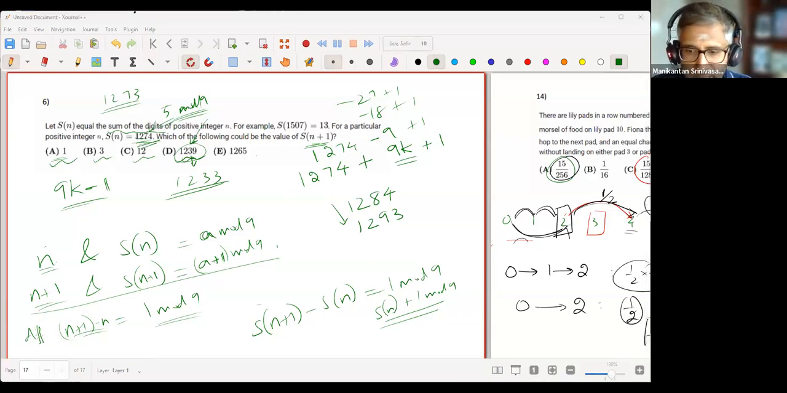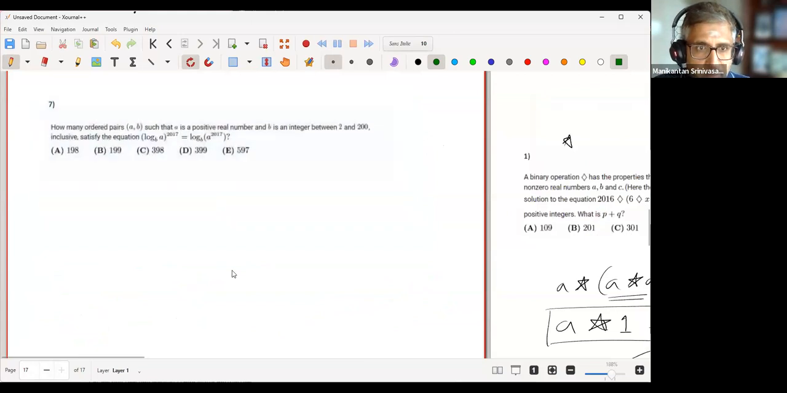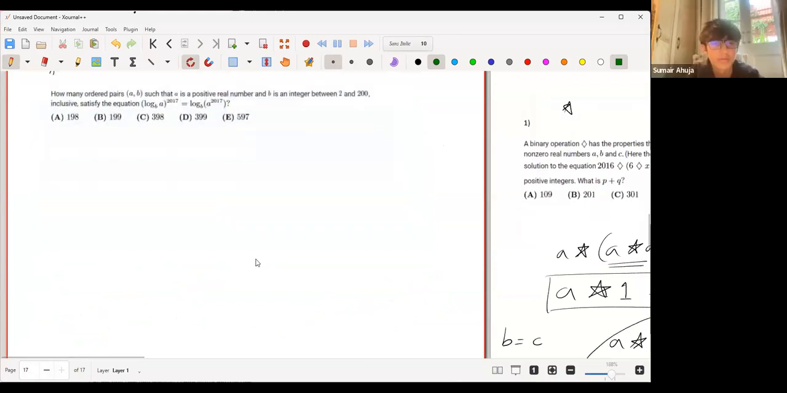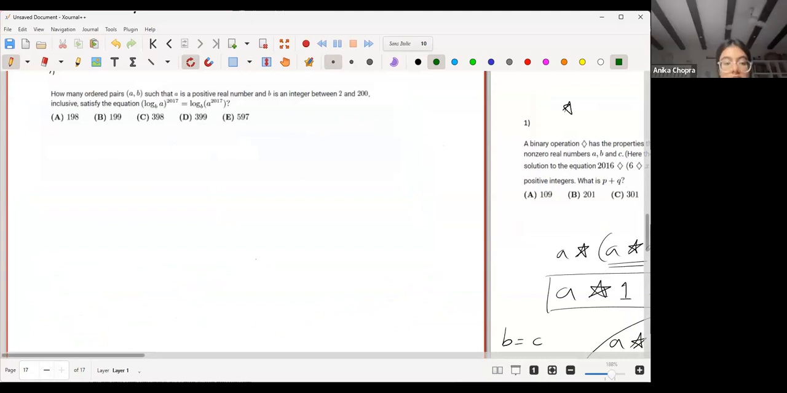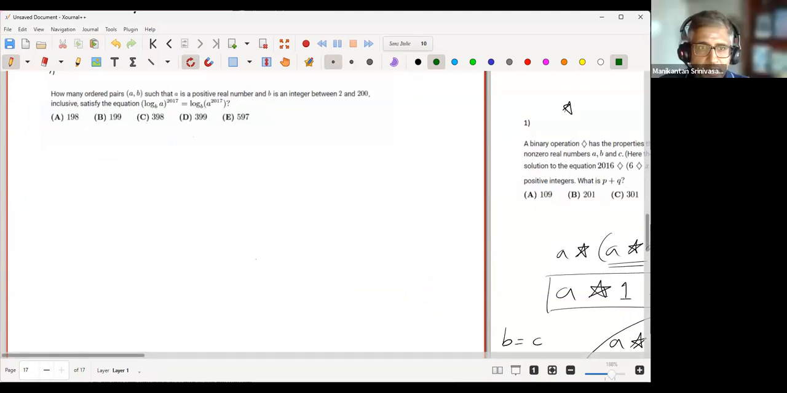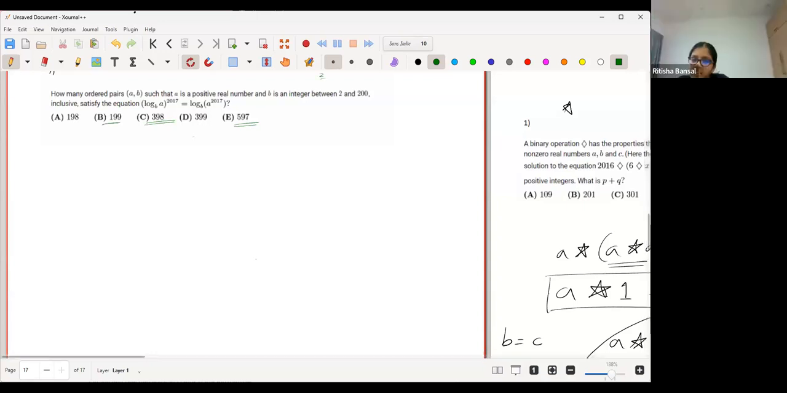Next one. How many ordered pairs? Okay, Sumer, were you able to do this one? I told you I wasn't able to complete this. Oh, okay. Anyone? Rahil, I got 398. 398. Okay. Rahil, what did you get? I got 597. Okay. And Moksh, your hand was also up. I got 199. All right. So 3 different answers.